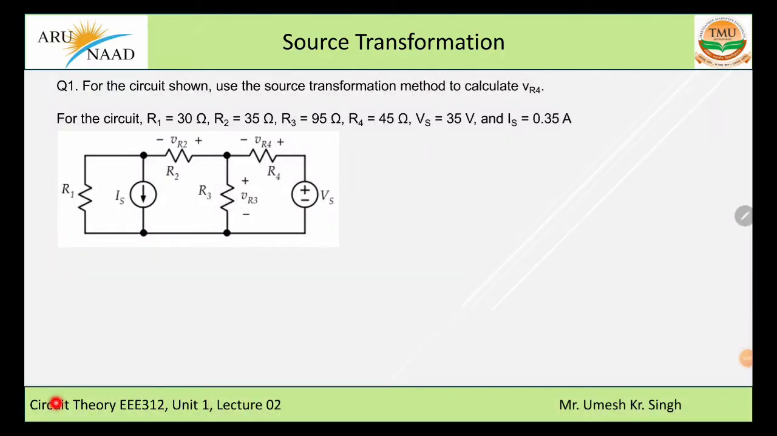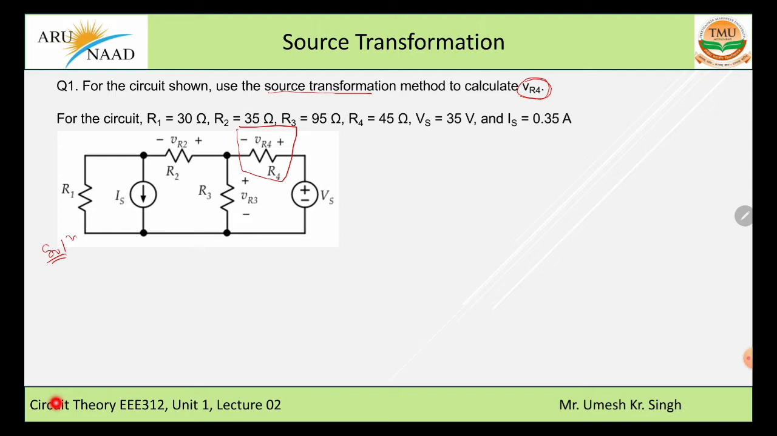These two topics can be understood better by solving some numericals, and I will have two numericals to understand the topic. Look at this numerical. In this we have to use the source transformation method to calculate V_R4. Now look at V_R4. What is V_R4? V_R4 is the voltage across resistance R4, and look at this voltage polarity. This voltage polarity is written as minus and plus.